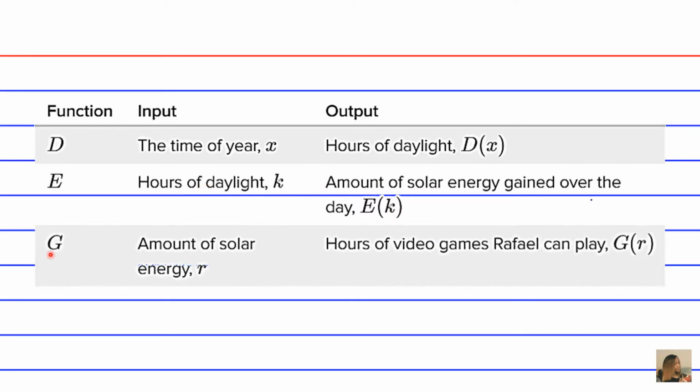The last function he modeled, he called it G. The necessary input was the amount of solar energy R. So G of R, the resultant output, was the hours of video games Raphael could play as a function of the amount of solar energy. Okay? So G of R.